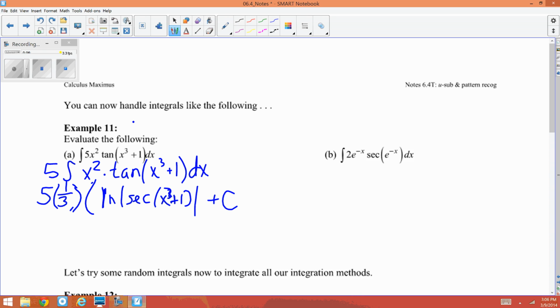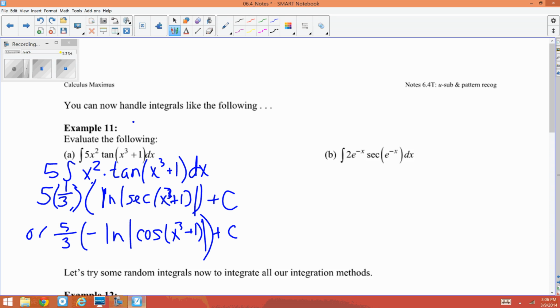Or if you want to use the other form, you could do 5/3 times negative ln absolute value cosecant of x cubed plus 1, plus c. There we go.